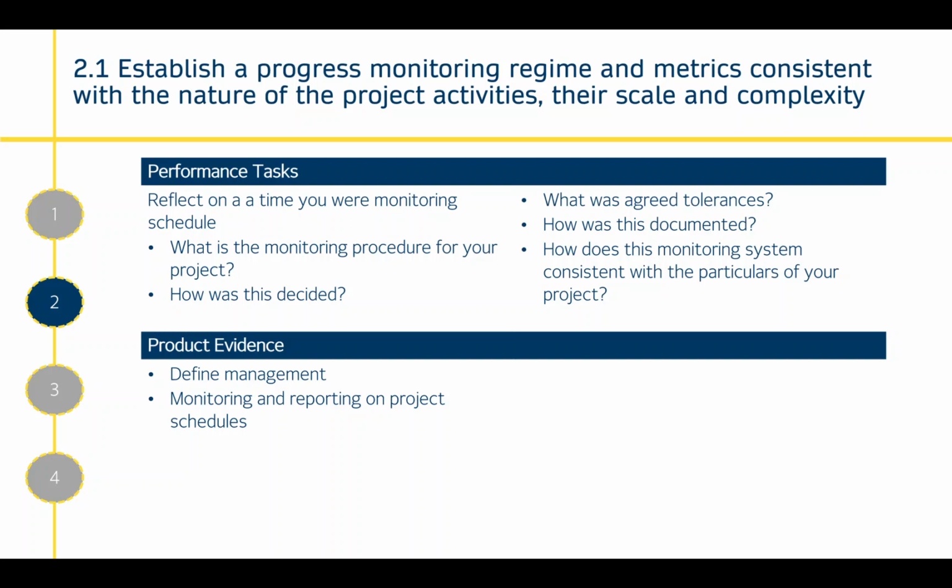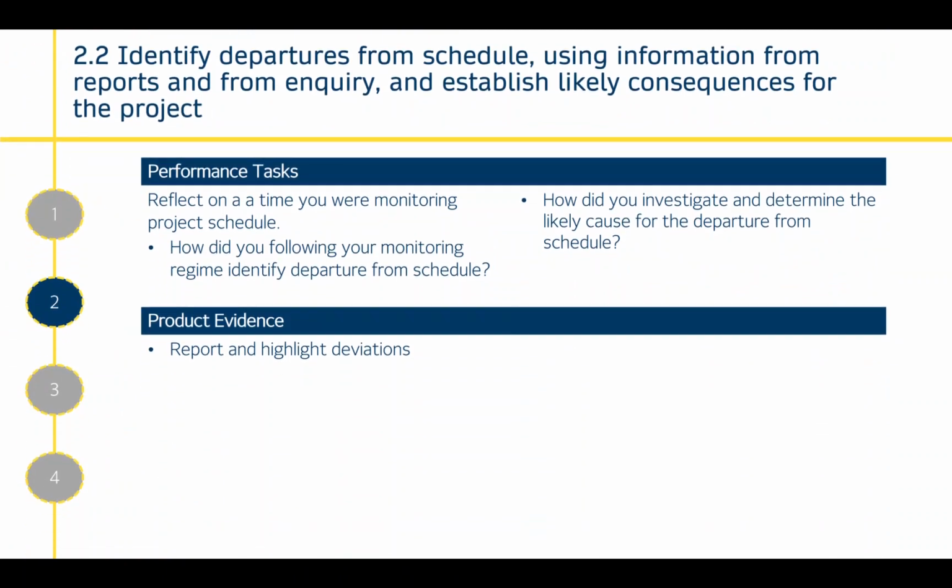So for this one, reflecting on the time you were monitoring a schedule, what was the monitoring procedure for your project? How was that decided? How was it agreed? The tolerances, what tolerances were agreed? How is it documented? And how is this monitoring system consistent with the particulars of your project? Project evidence would be any documentation about the plan that's been put in place for monitoring schedule, any sort of reporting that's been done on project schedules.